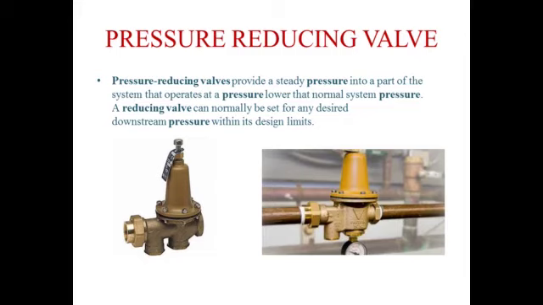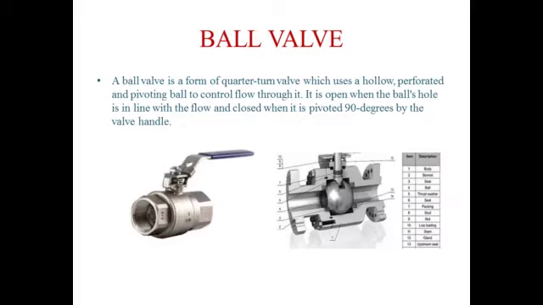Next, pressure reducing valve. There is a slight difference between pressure reducing and relief valves. A pressure reducing valve provides a steady pressure into a part of the system that operates at a pressure lower than normal system pressure. A reducing valve can normally be set for a desired outlet pressure within its design limit. This pressure reducing valve is used in hydropneumatic systems to reduce pressure from 10 kg or any higher pressure to a lower level, from 10 kg to 2 kg or 1 kg, whatever we require. This is mainly used in hydropneumatic systems.